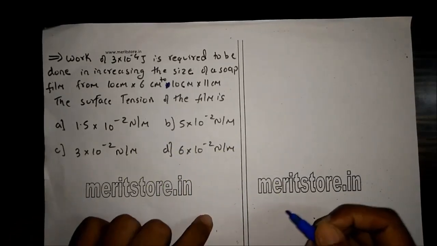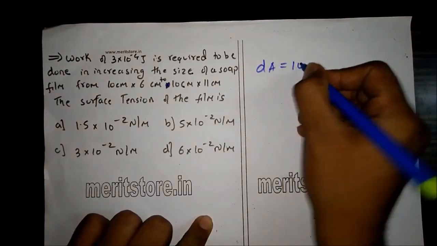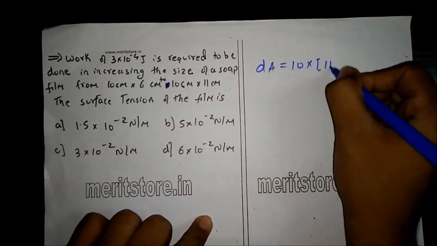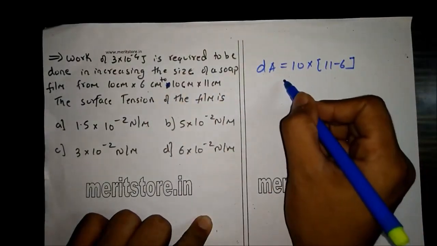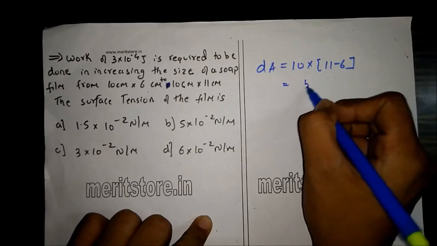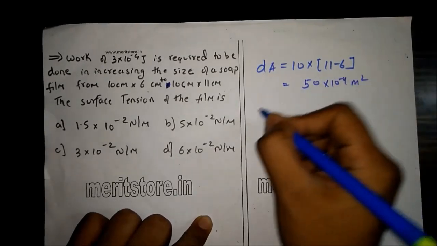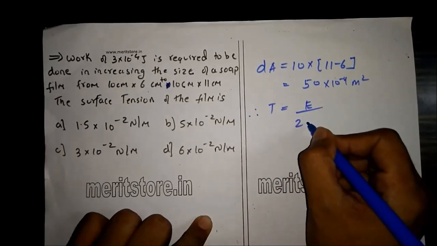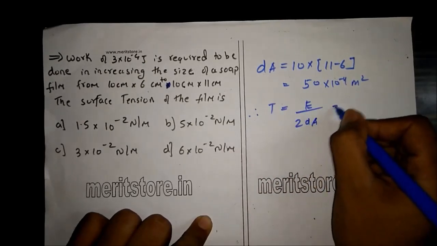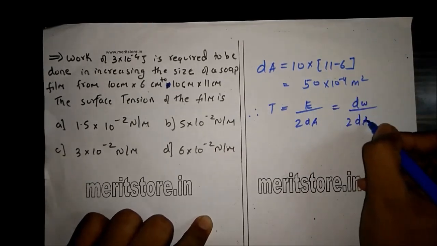Now, we'll first find out the change in the area. dA is given by 10 into 11 minus 6, since it changes from 6 to 11. Therefore, we'll get dA as 50 into 10 raised to minus 4 meter square. Therefore, the surface tension T will be given by E upon 2 dA, where energy E is the work done dW.